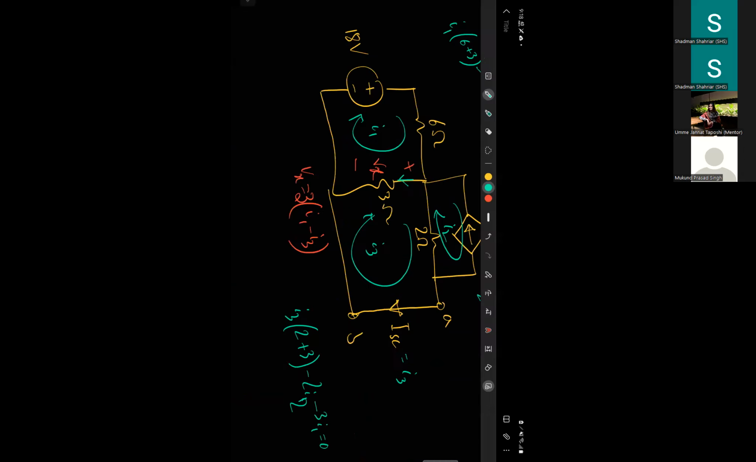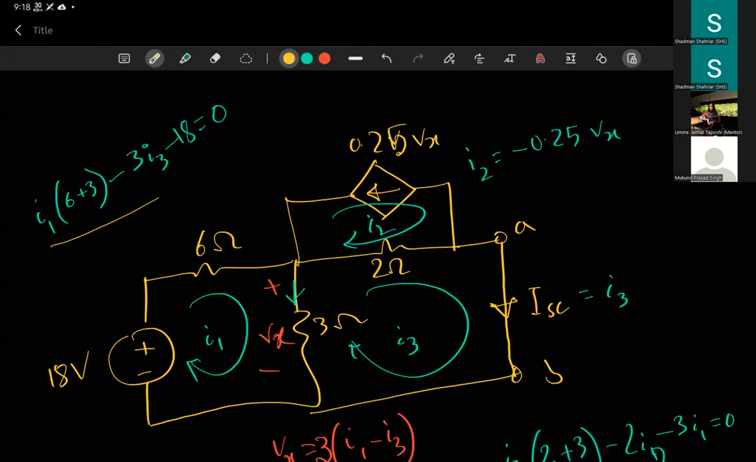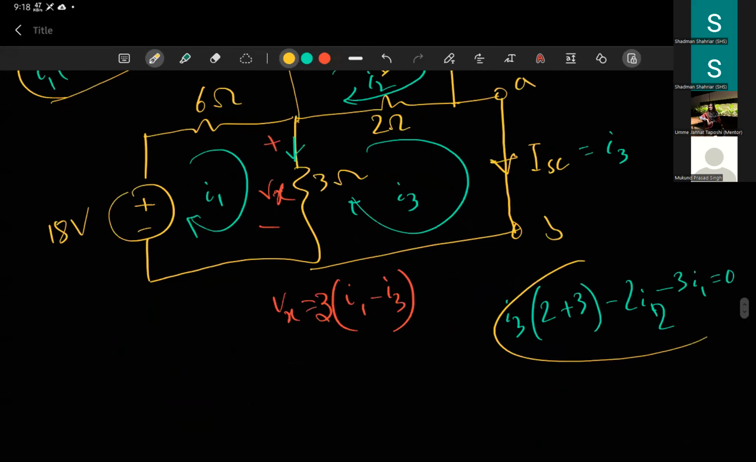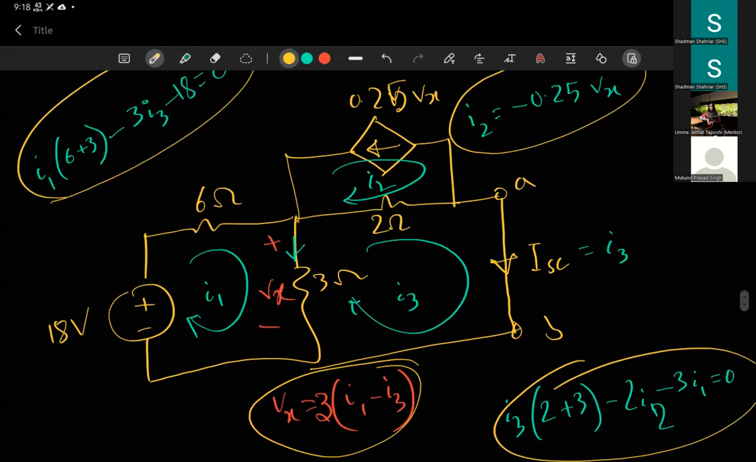Okay, one other thing, if you count the equations here, you will get one equation from mesh 1, one equation from mesh 2, and one equation from mesh 3. So you will have 3 equations. This is your equation 1, equation 2, and equation 3. If you have other variables like Vx, you will also have an equation for them. So in total, you will have 4 equations here. Count the number of variables, count the number of equations, and if you have a mismatch, that means you are missing one or two equations.